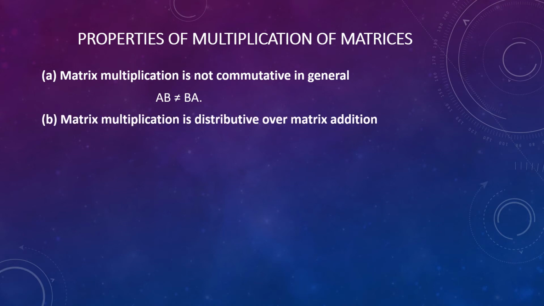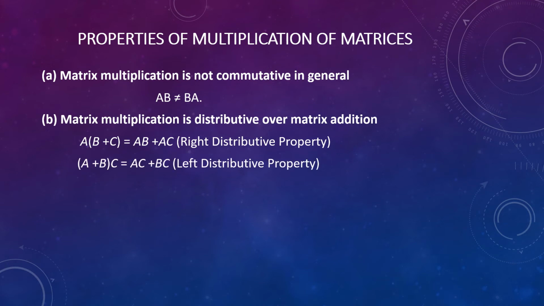Second one is matrix multiplication is distributive over matrix addition. That is, distributive means multiplication as well as addition. In that we have two properties. First one is right distributive property: A into (B plus C) equals A into B plus A into C. Second one is left distributive property: (A plus B) into C equals AC plus BC.